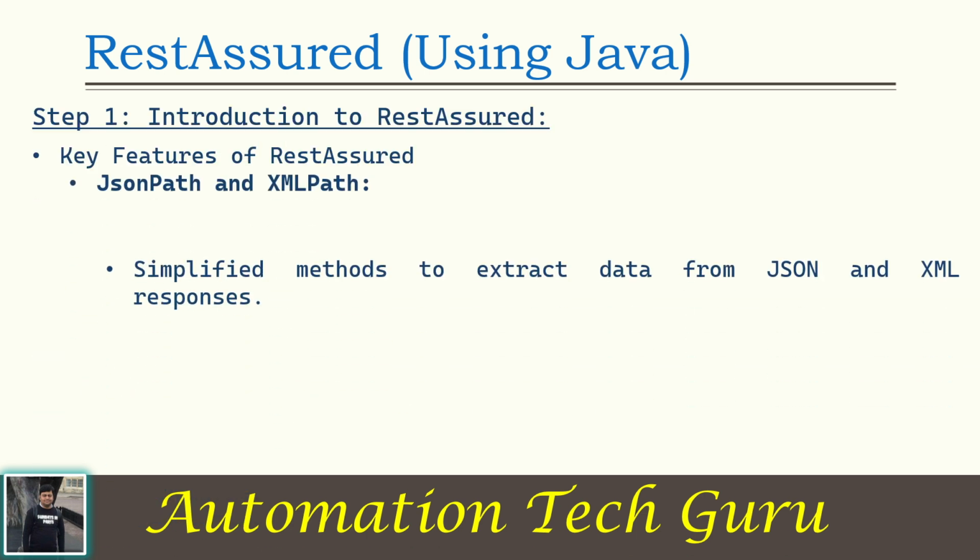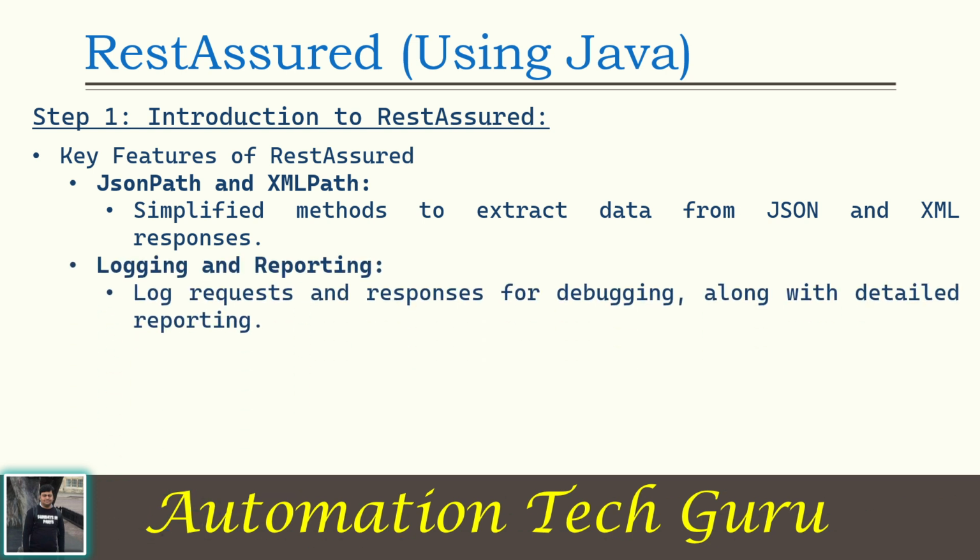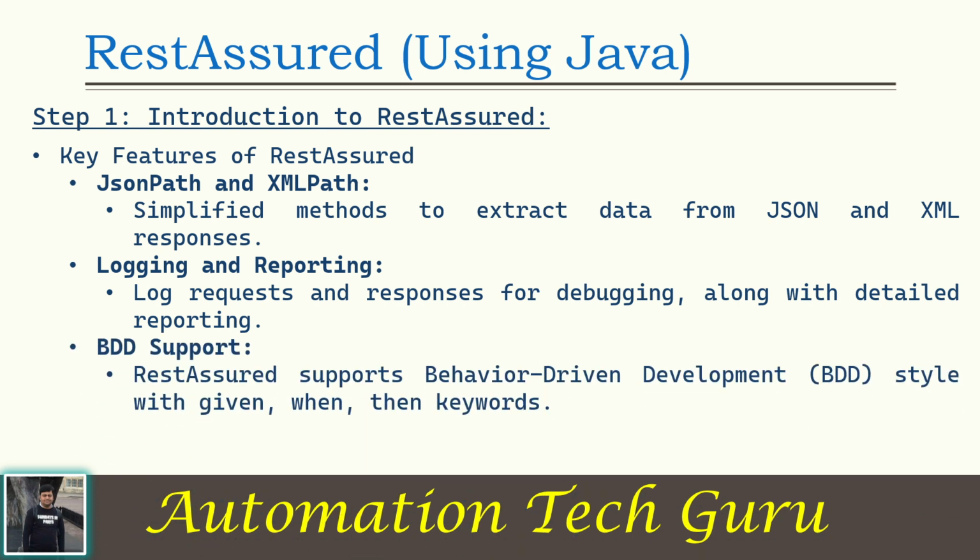JSONPath and XMLPath: simplified methods to extract data from JSON and XML responses. So you can get the response in JSON as well as XML format. Logging and reporting: log requests and responses for debugging along with detailed reports. BDD support: RestAssured supports behavior-driven development, that is BDD style, with given, when, then keywords.